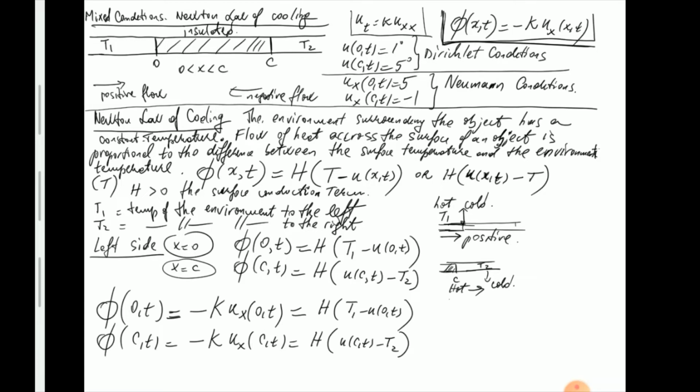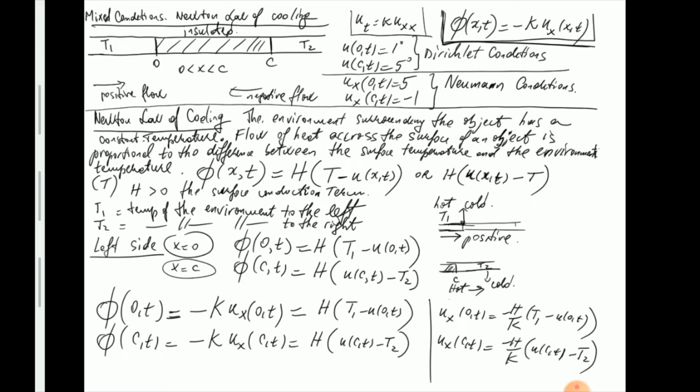If you look carefully now, you will notice that the conditions are in terms of both u and u partial x. You can bring these two into one place. The way you usually write it is to bring u to the left side or to combine the constants. For example, I can divide by minus K, so you have u_x at 0,t minus h over K times T1 minus u of 0,t, and then u_x of C,t minus h over K times u of C,t minus T2.